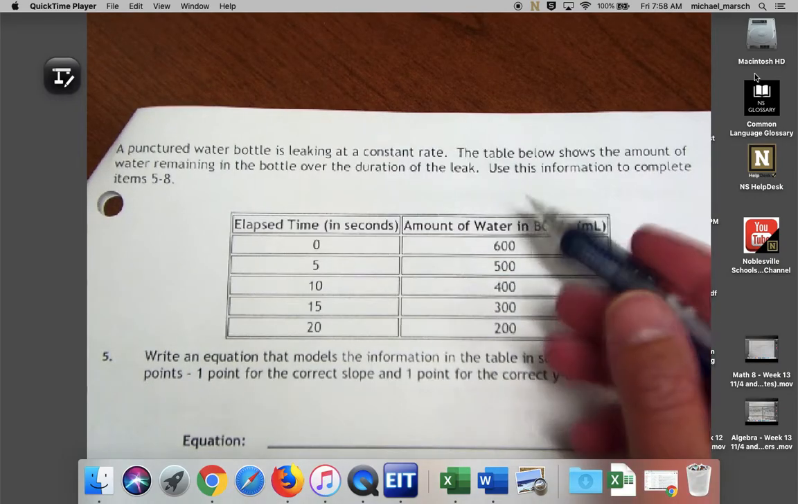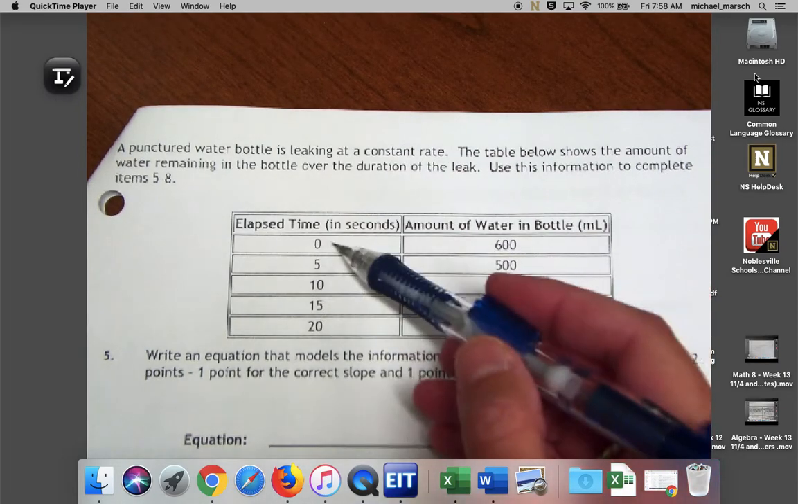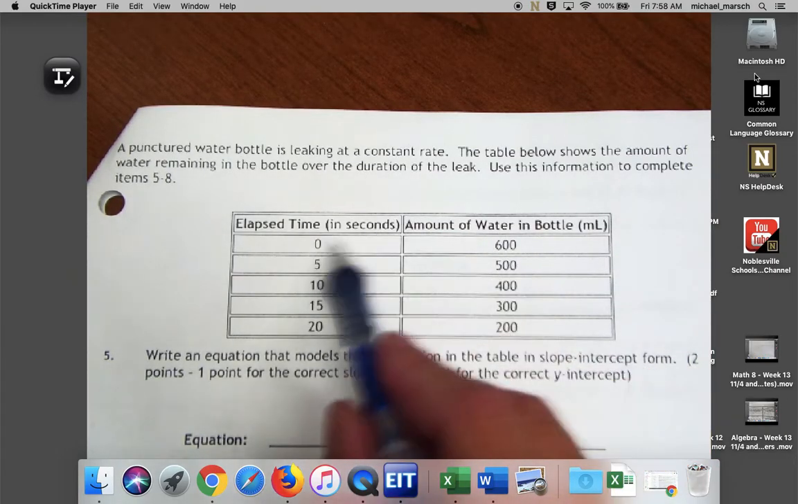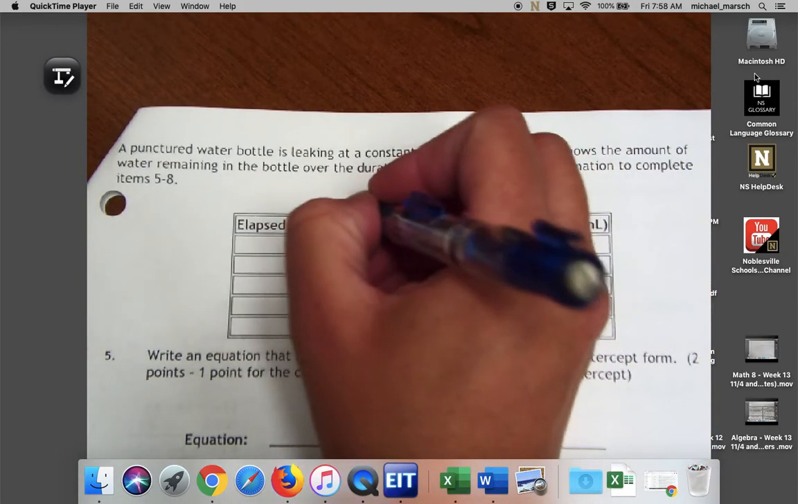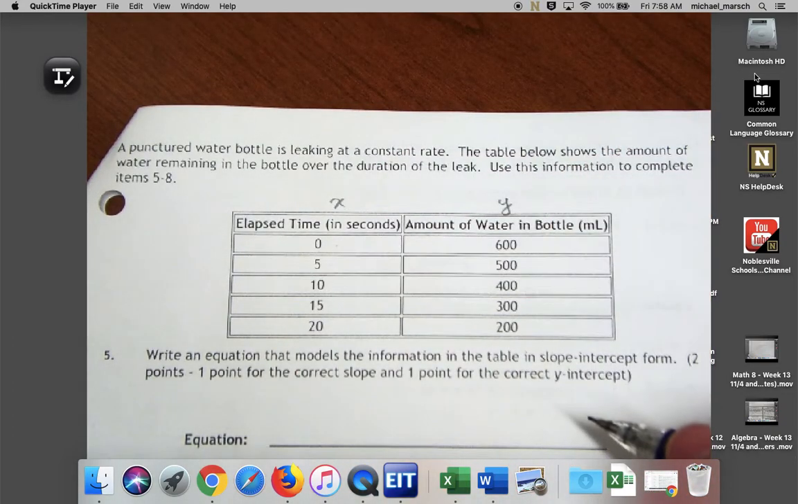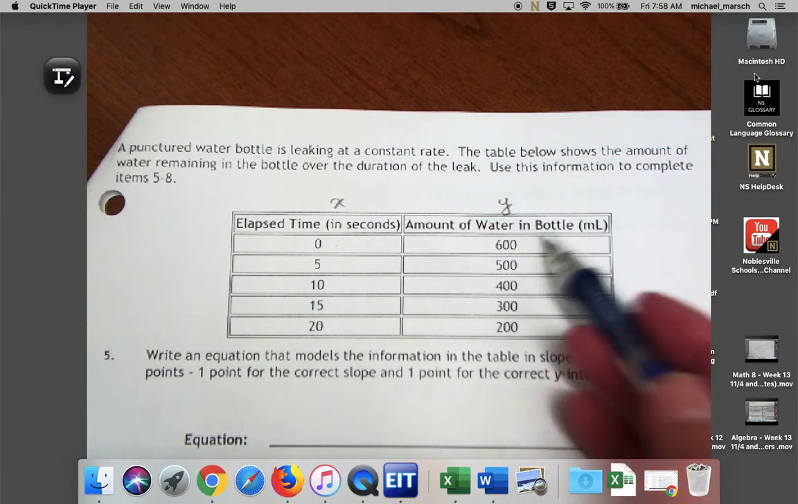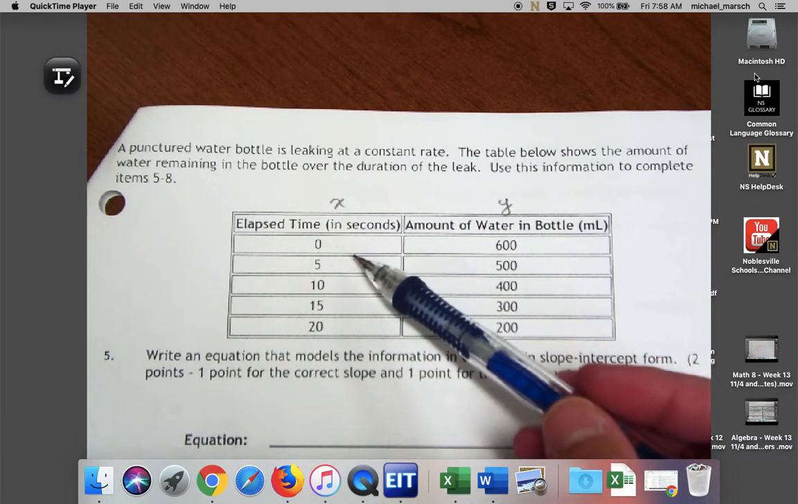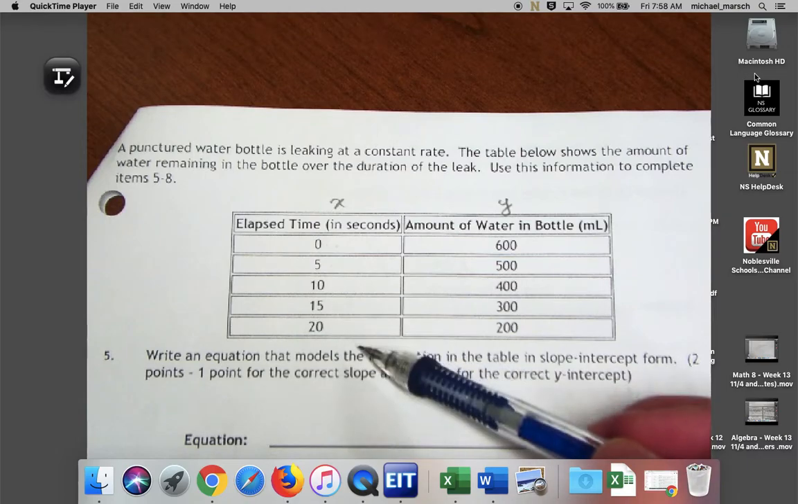Okay, so we have a lot happening here in this table. They're giving us 5-minute increments. We have our y-intercept, right? Because this is really our x value, this is our y value. So we know our y-intercept is 600. What we don't know quite yet is how much water is leaking each minute, right? Because our slope has to be per minute.